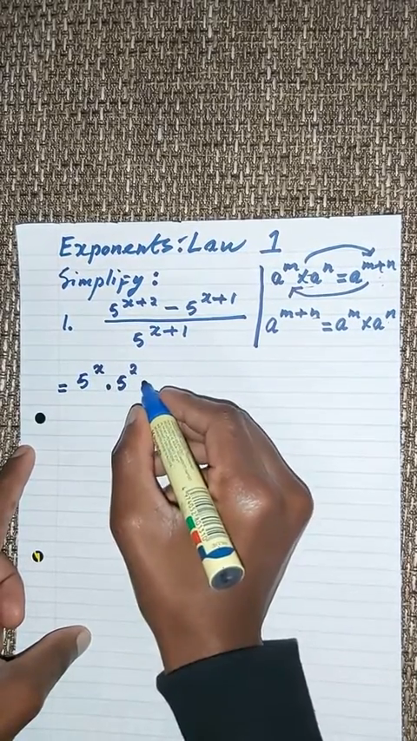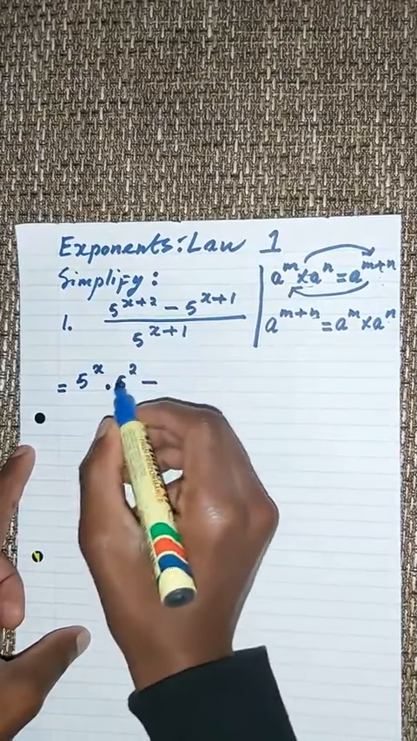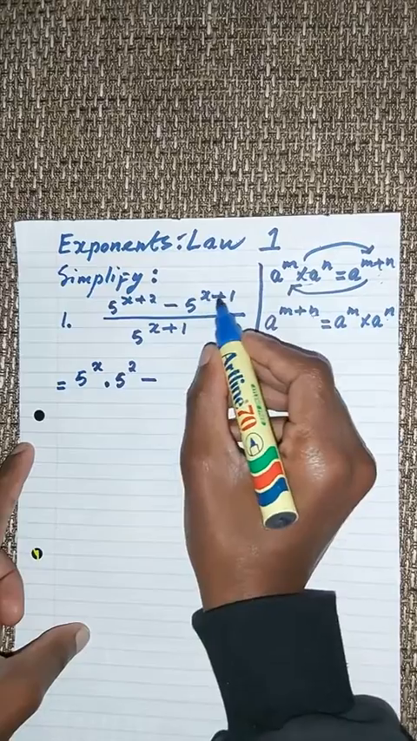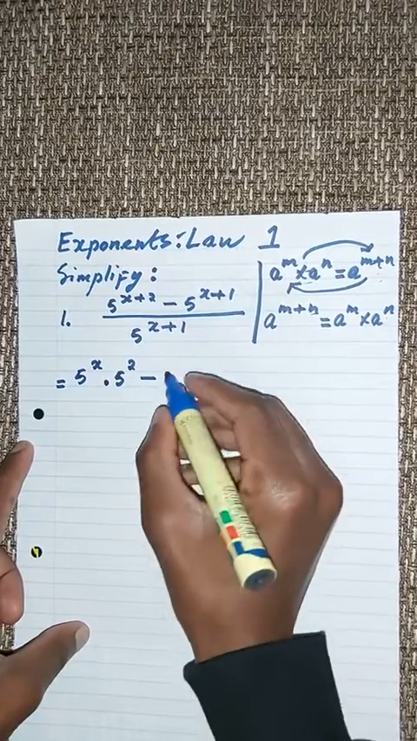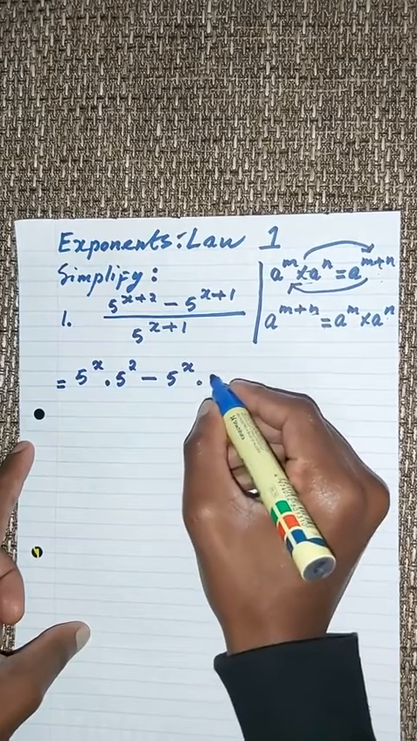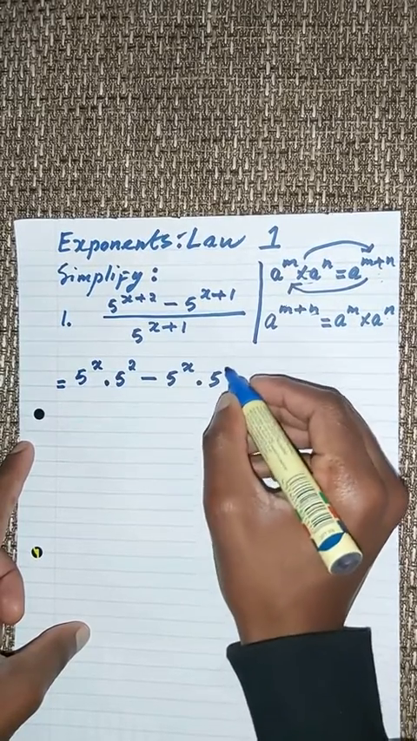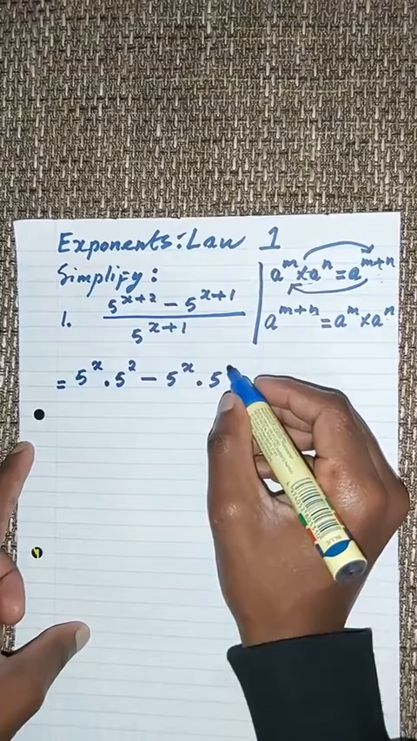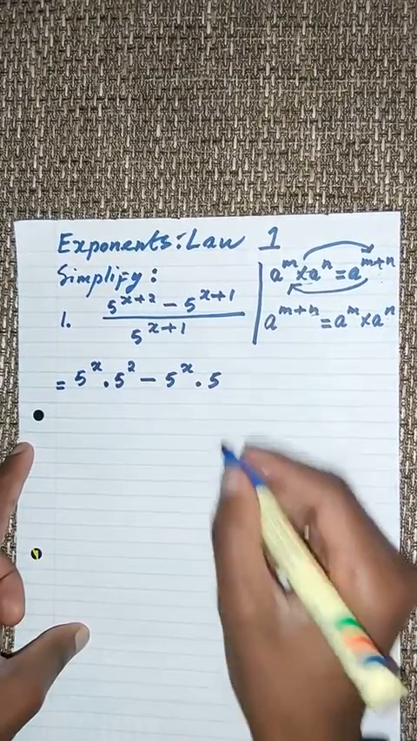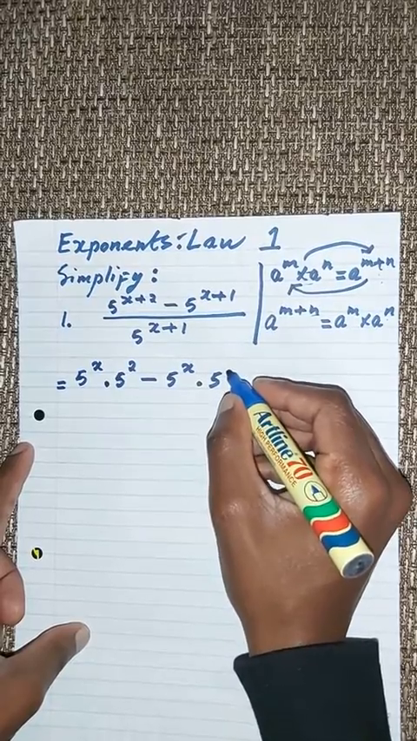Minus, what I did here, I should also do here. I'm going to write these two exponents under the same base separately. So I will have 5 to the power of x times 5. I can write 1 here, but I think you should know that we never write 1. 1 is always invisible, okay? But we do know that there's 1 here, right?